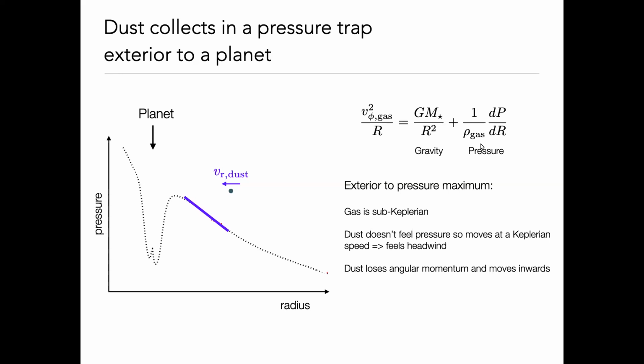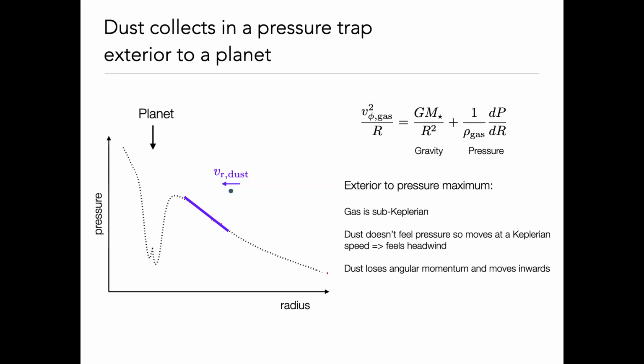Now, in the outer part of this disk, where the pressure gradient is negative, you essentially have a negative term here, which means that the gas is orbiting at a sub-Keplerian velocity. But the dust doesn't feel the pressure term, it's simply orbiting at a Keplerian velocity. So the end result is that the dust feels a little bit of a headwind because it's moving faster than the gas. As a result of that headwind, it loses angular momentum. The dust ends up moving inwards, that's what you see with this blue arrow.